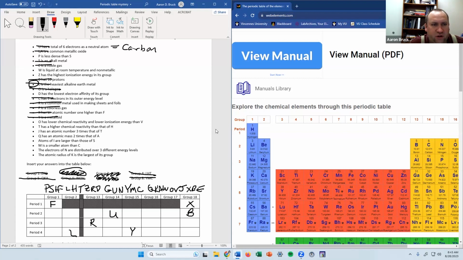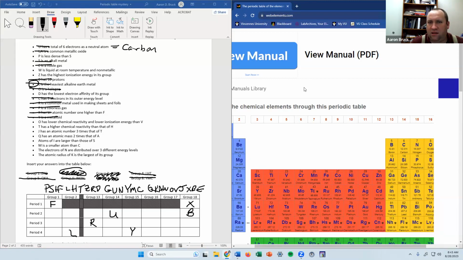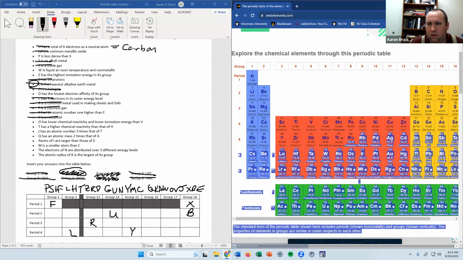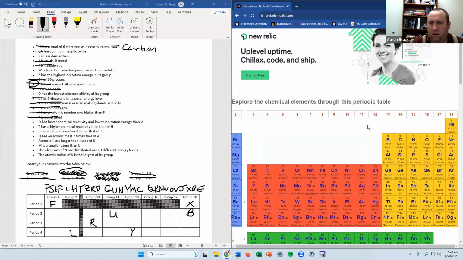W is liquid at room temperature and non-metallic. Okay, important clue there. We know that W is a non-metal and it's liquid. The only non-metallic liquid is bromine, and bromine would be this one right here. So if I'm looking at the periodic table on this side, the bromine is in group 17, period 4. So that would be this box right here. So we know that this is W. So we can cross that one off of the list.